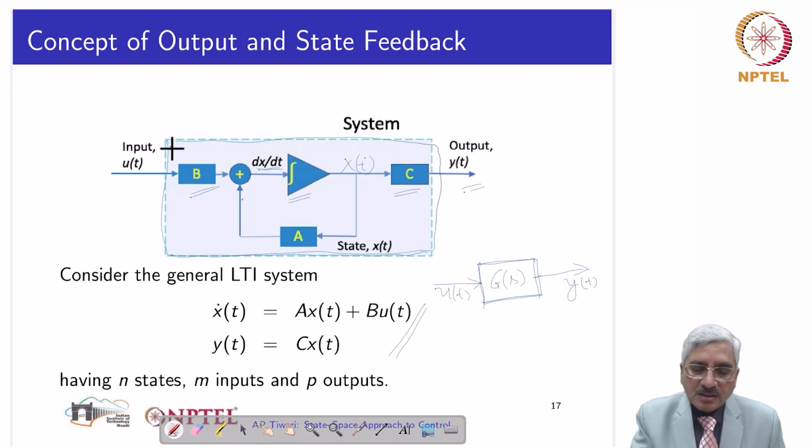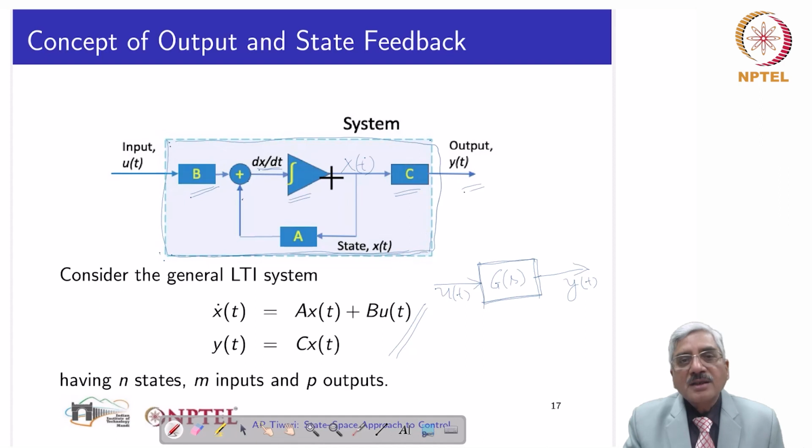So what we see inside these dotted lines is the internal representation, and that is where we have shown the state. And this graphic is the block diagram representation of this set of equations, this state equation and this output equation. They are represented graphically like this. Now we have n state variables, m number of inputs, and p number of outputs.